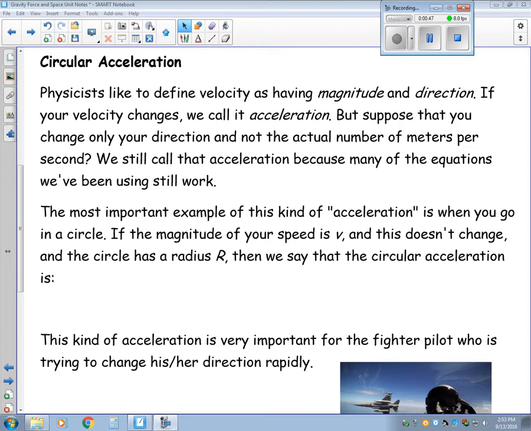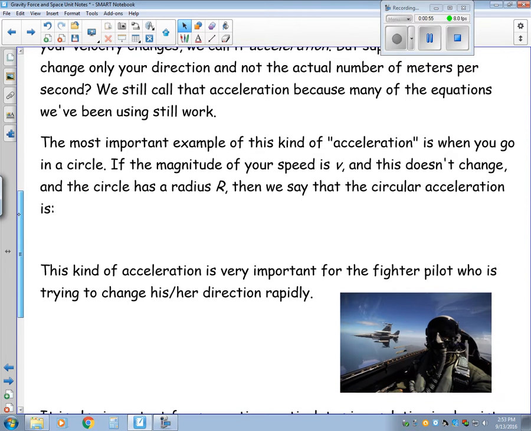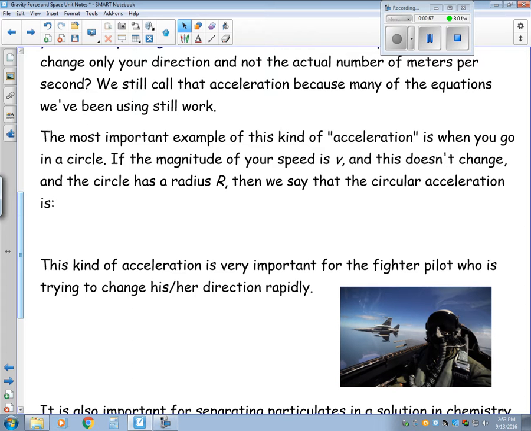One of the most important examples of this kind of acceleration is when you go in a circle. Your speed would be v, and that doesn't change, but your direction does. Now you're going in a circle, so that circle has a radius r. So your acceleration would be equal to your speed squared divided by the radius.